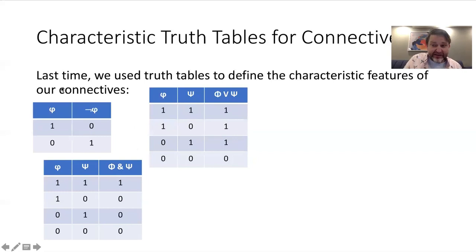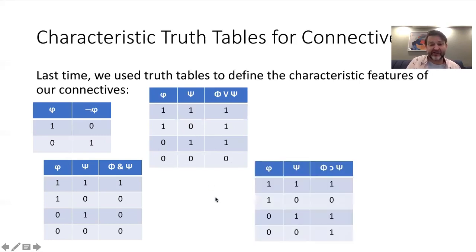So phi, psi, if they're both true, then phi or psi is true. If phi is true and psi isn't, then phi disjunction psi remains true. And if phi is false and psi is true, then phi disjunction psi remains true. The only time that phi disjunction psi is false is when both phi and psi are false.